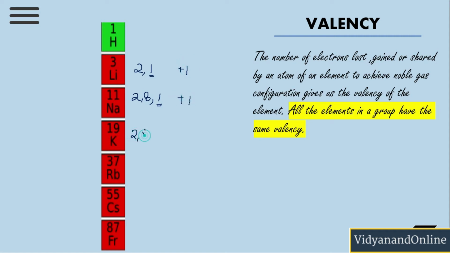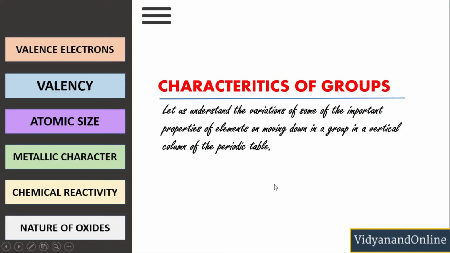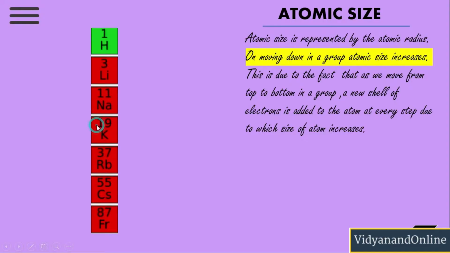Potassium is 2, 8, 8, 1. Again, it is going to lose 1 electron in order to become stable. So here if you see, the valency remains the same as you move down in a group. All the elements in a group have the same valency, and that is the reason they are kept in a single group. Now let us talk about another property which is atomic size.